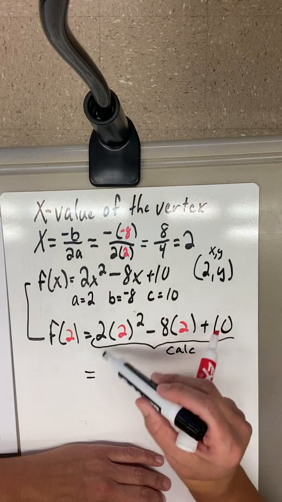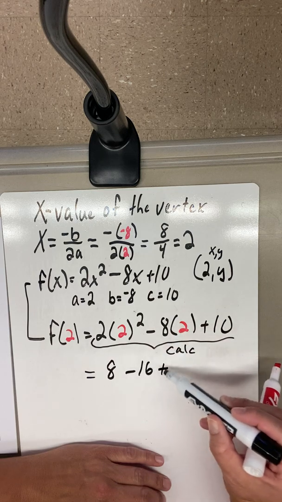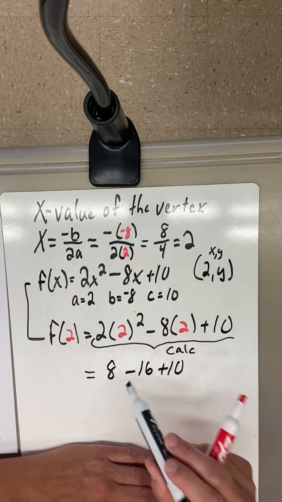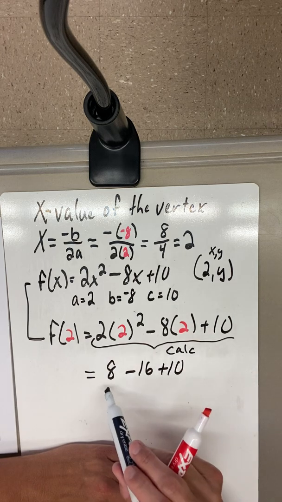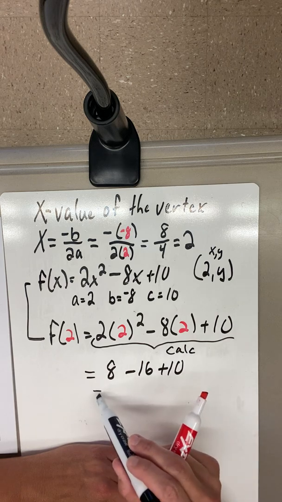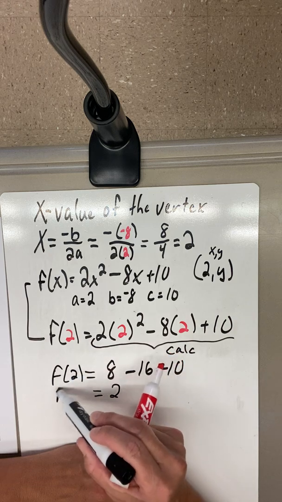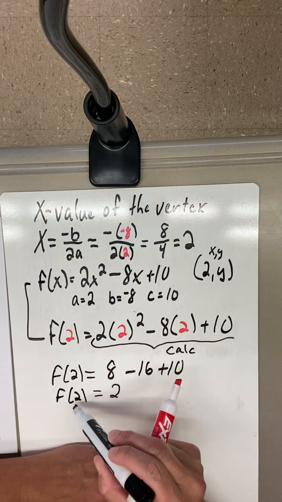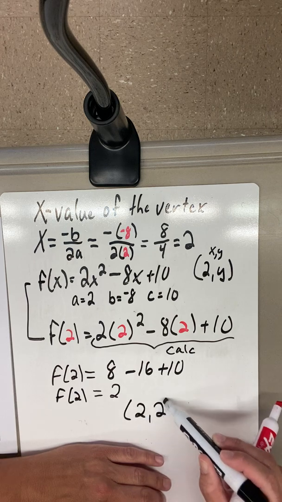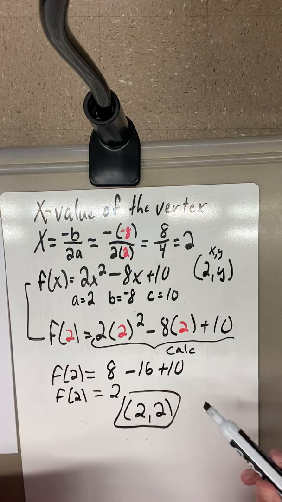2 squared is 4, 4 times 2 is 8, -8 times 2 is -16, plus 10. 8 minus 16 plus 10 is -8 plus 10, which is going to be a +2. So when x is 2, f of 2, that means when x is 2, y is 2. So we get the vertex 2, 2. Make sure it's in as an ordered pair with parentheses.